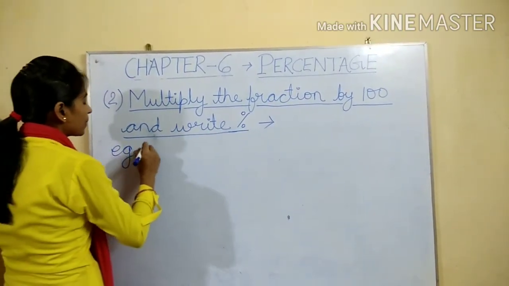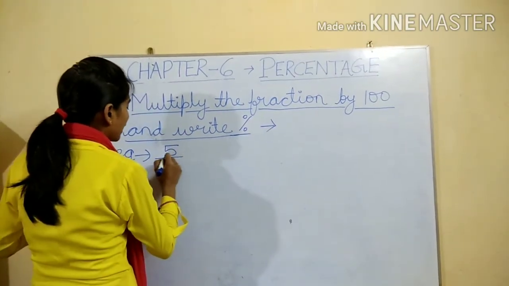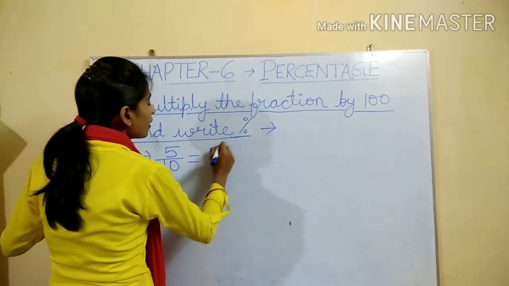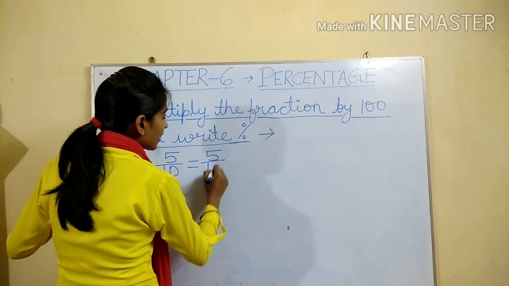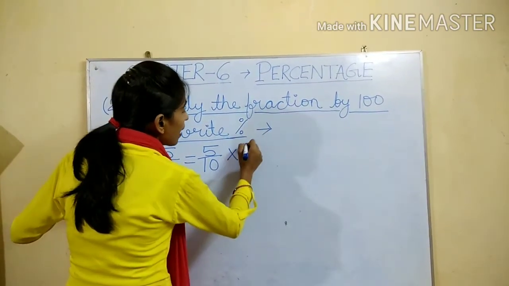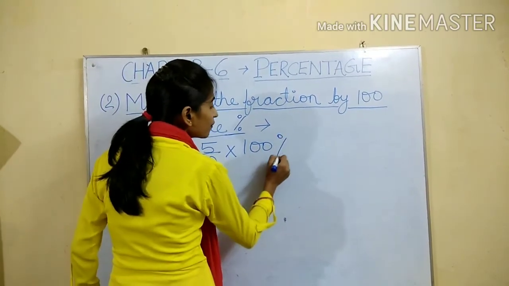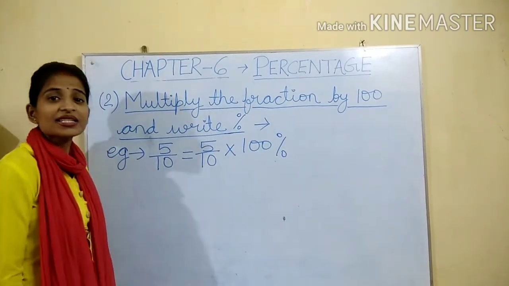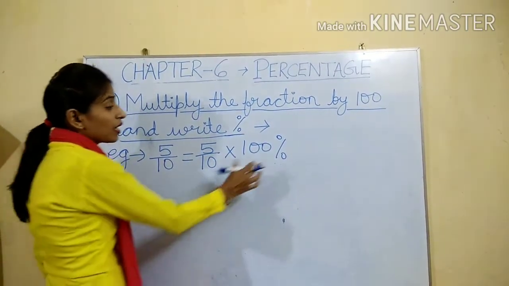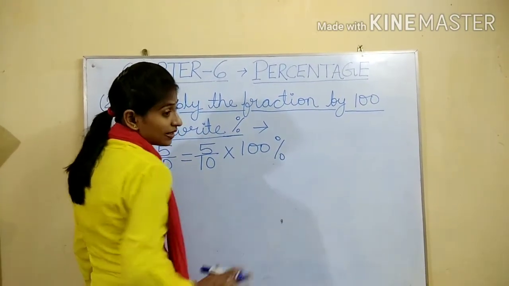For example, 5 by 10. So we will multiply this 5 by 10 by 100, and along with 100 we will add a percentage sign. Okay, don't forget to put this percentage sign.